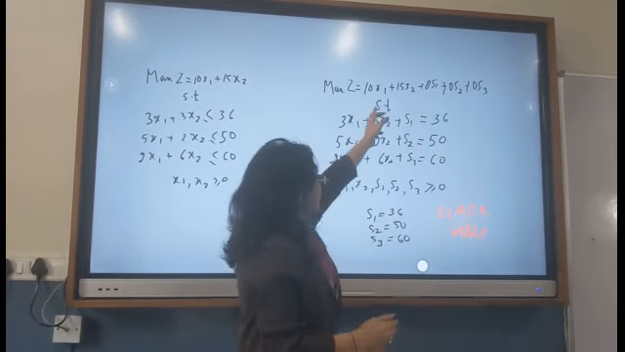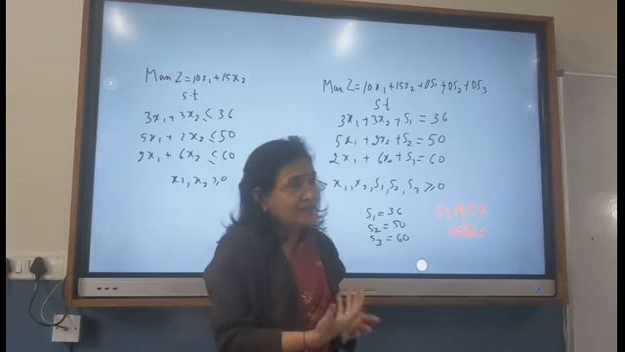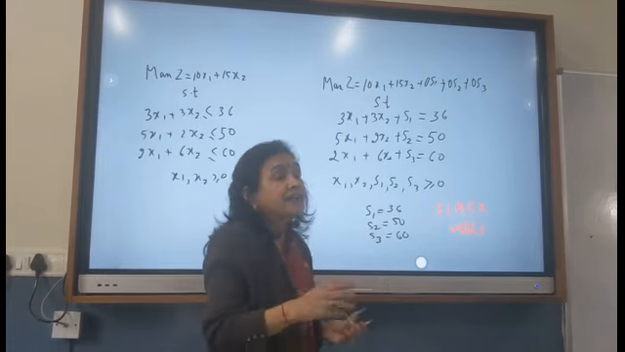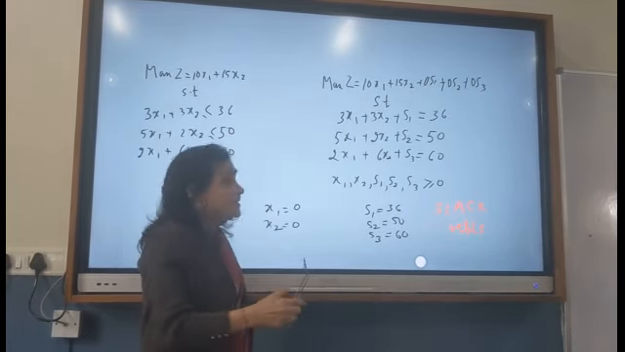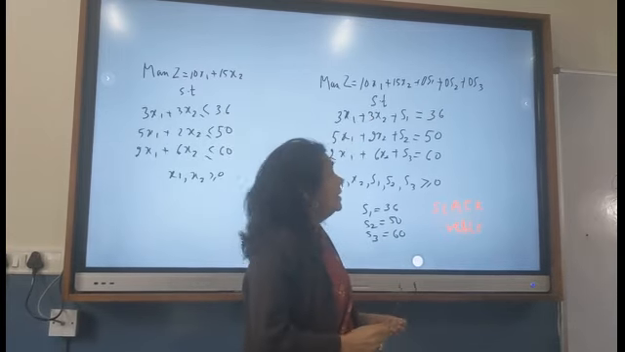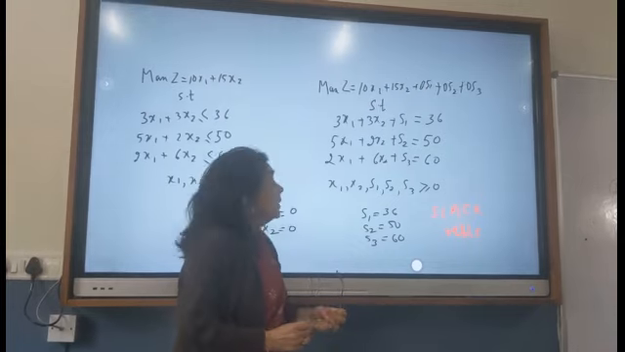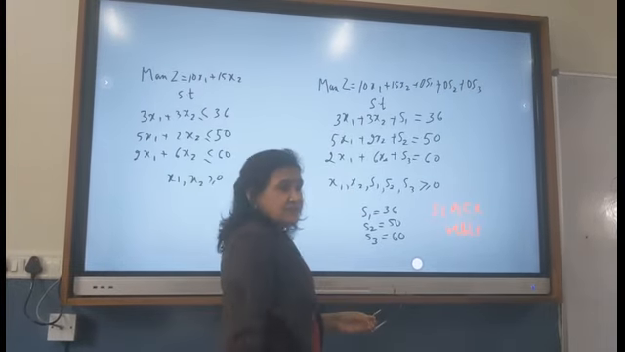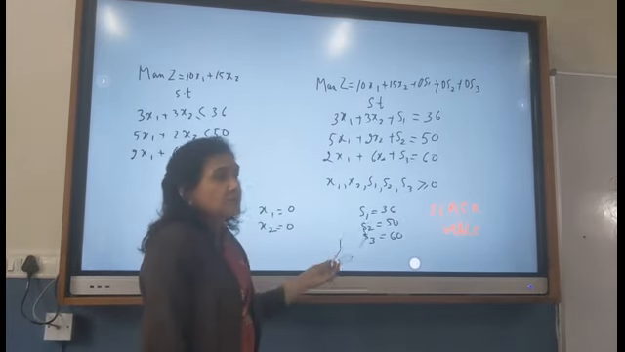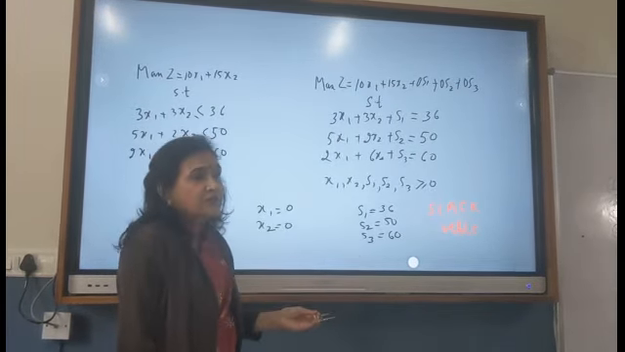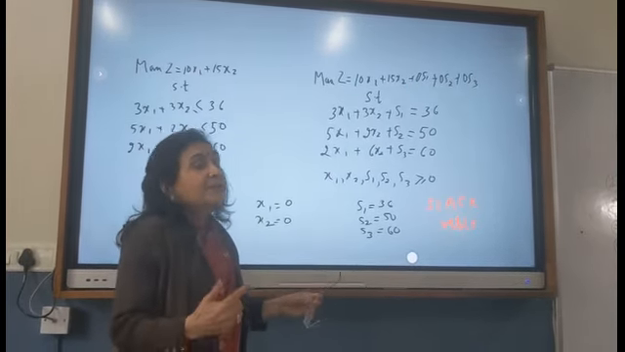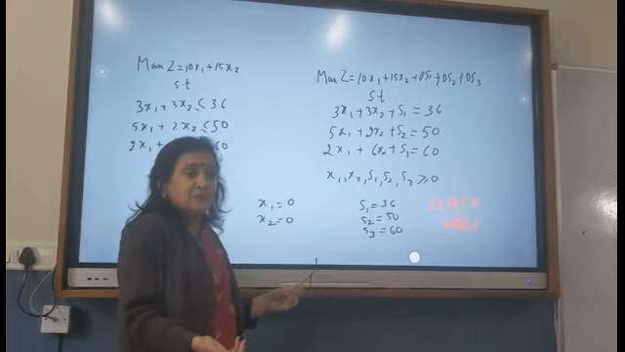Other thing is maximize z. The slack variable by definition is unused capacity, so it is not adding anything to profit. That is why we will write maximize z equal to 10x1 plus 15x2 plus 0s1 plus 0s2 plus 0s3 subject to these three constraints, and then my non-negativity condition, which is x1, x2, s1, s2, s3 all greater than equal to 0.